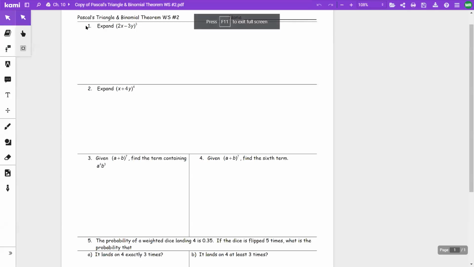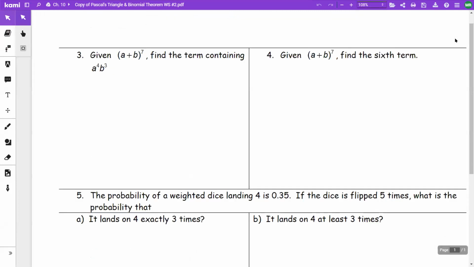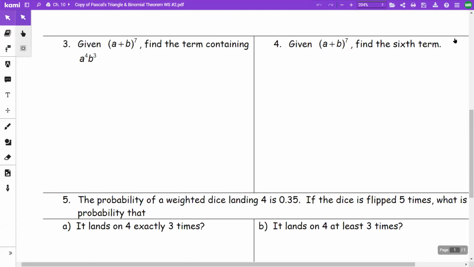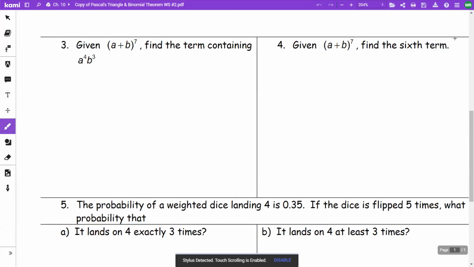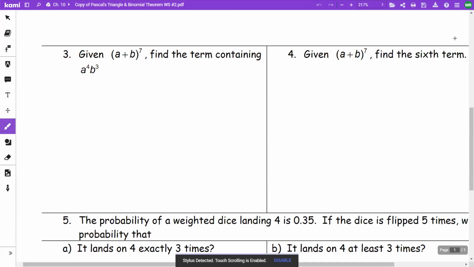So this video is on problem number 3 and number 5 from the Pascal's triangle and binomial theorem worksheet number 2. So let's see, on number 3, they are asking us to find the term containing a to the fourth, b to the third.